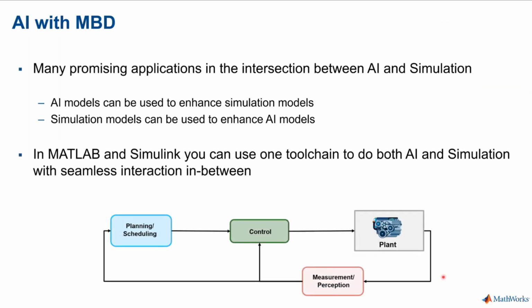And so in summary, AI with MBD, model-based design. There are many promising applications in the intersection between AI and simulation. We saw that AI models can be used to enhance simulation models. That's a typical case, but also the other way around, simulation models can be used to enhance AI models by generating synthetic data. And in MATLAB and Simulink, you can use one tool chain to do both AI and simulation with seamless interaction in between.